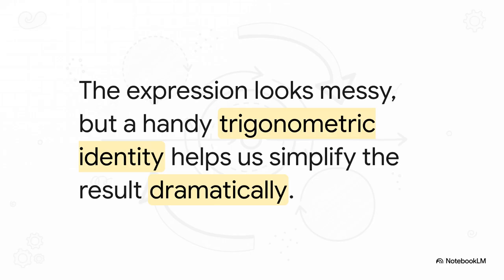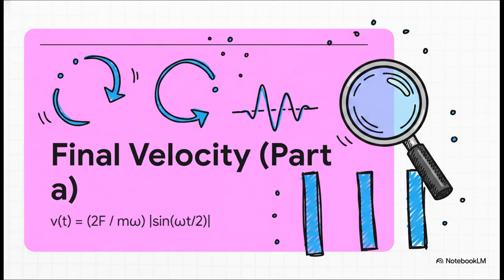But physics often hides some real elegance inside all that complexity. A super handy trigonometric identity comes to our rescue here and cleans the whole thing up beautifully. And there it is, the answer to part A. Look at that, it's a beautiful, simple equation for the particle's speed at any time.